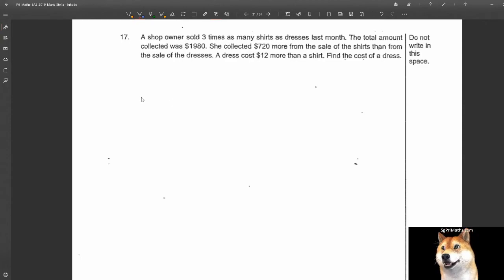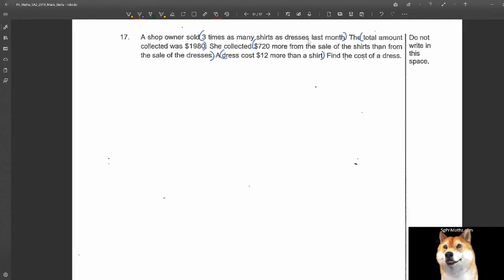Alright, last question. Question 17. Shop owner sold 3 times as many shirts as dresses last month. The total amount was $1,980. Collected $720 more from the sale of the shirts than from the sale of the dresses. The dress costs $12 more than the shirt. Find the cost of the dress.